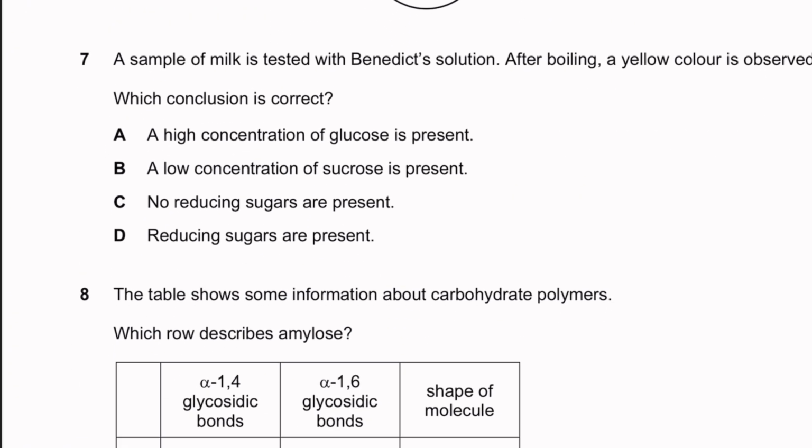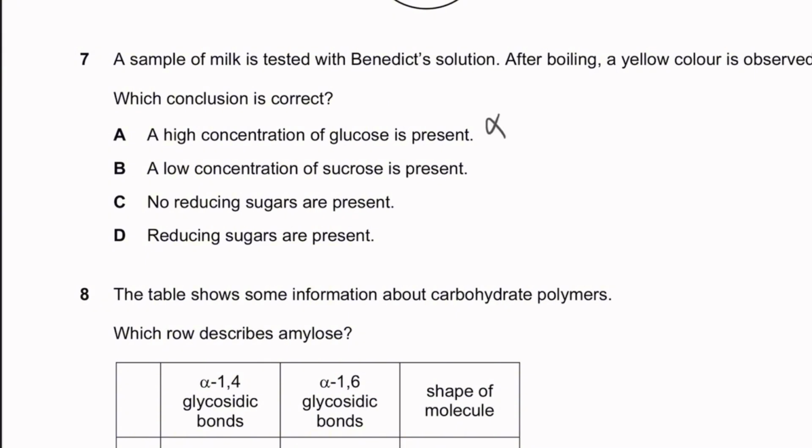A sample of milk is tested with Benedict's solution. After boiling, a yellow color is observed. Which conclusion is correct? A high concentration of glucose is present. Actually, if you have a high concentration of glucose, you would get brick red, not a yellow color. Yellow means mid to low concentrations of reducing sugar. And you don't really know if it's glucose or any other kind of reducing sugar. So this answer is wrong.